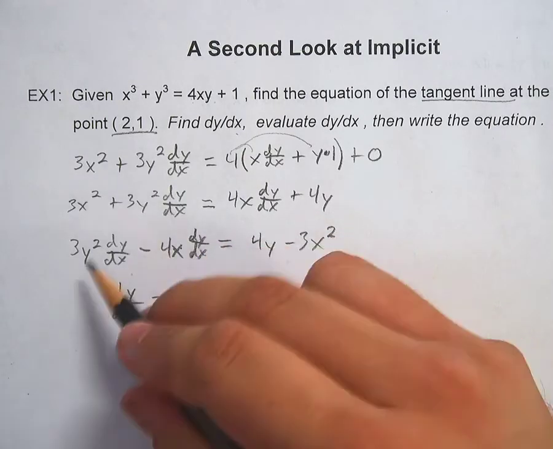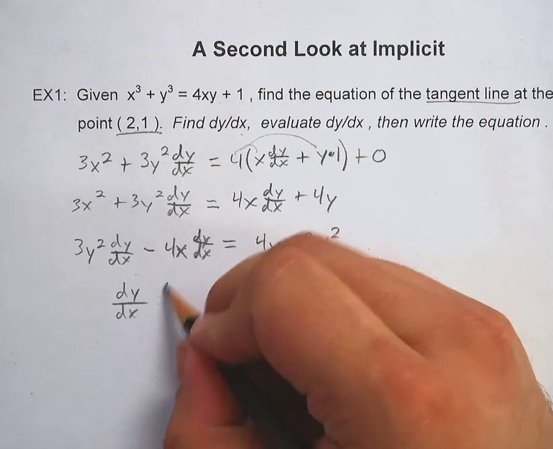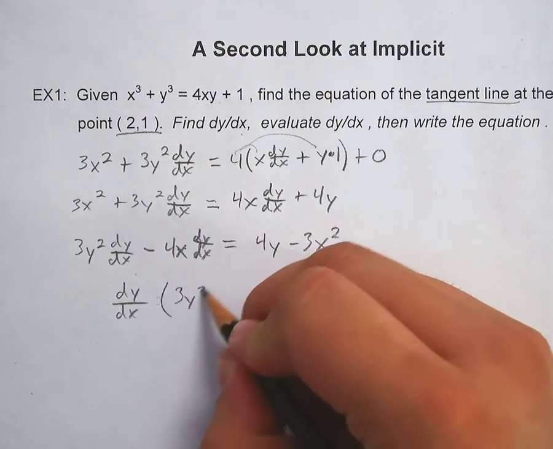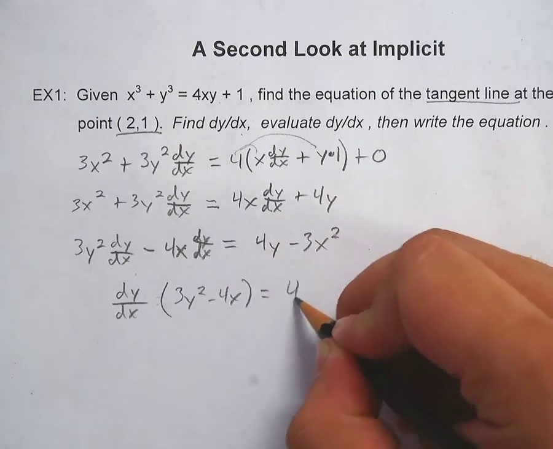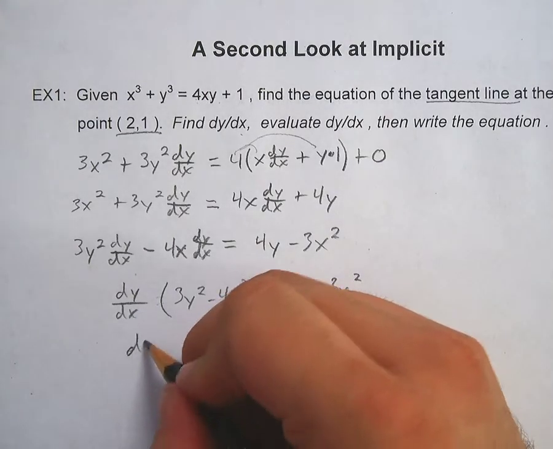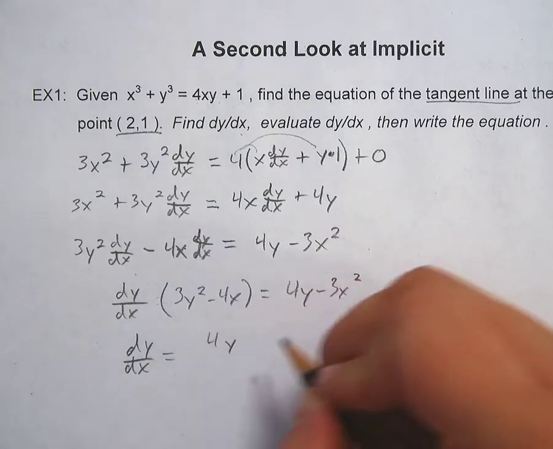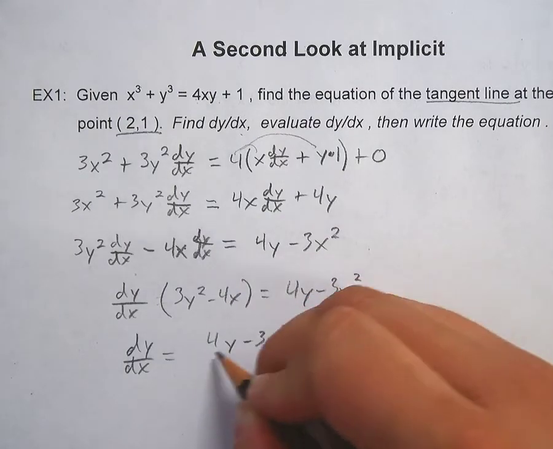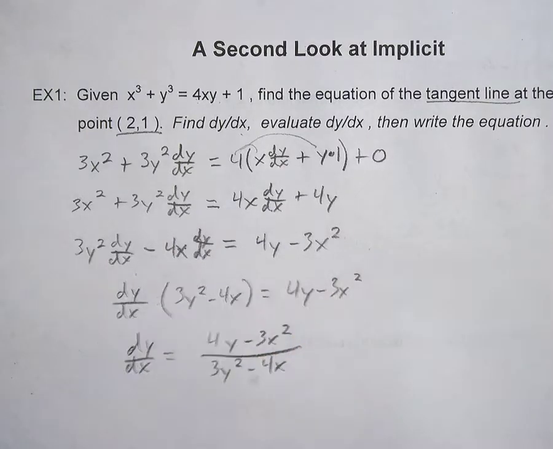So we're going to factor it out of here, and that'll leave us with 3y squared minus 4x, times dy/dx, is equal to 4y minus 3x squared. And then dy/dx is equal to 4y minus 3x squared over 3y squared minus 4x.